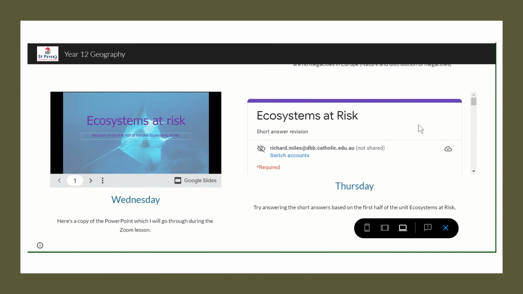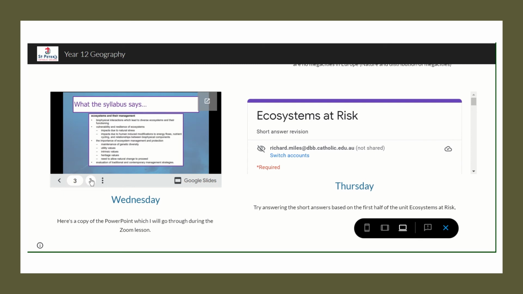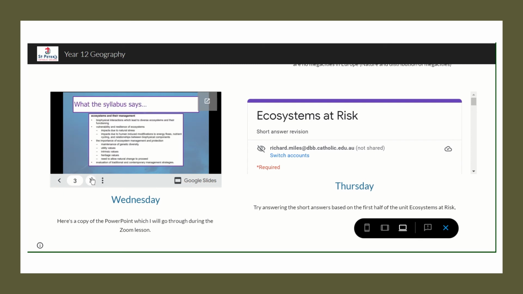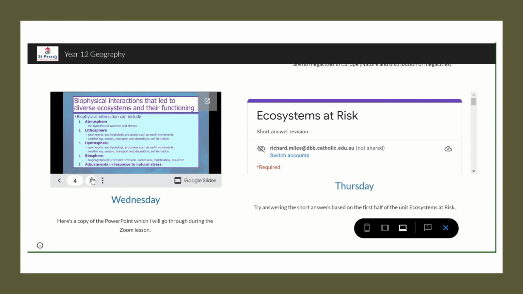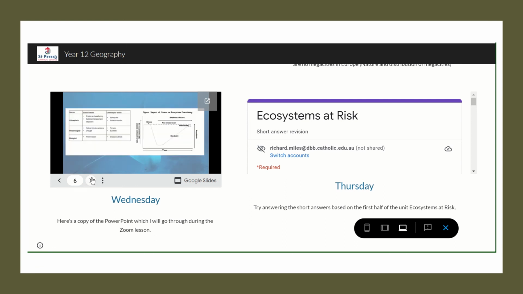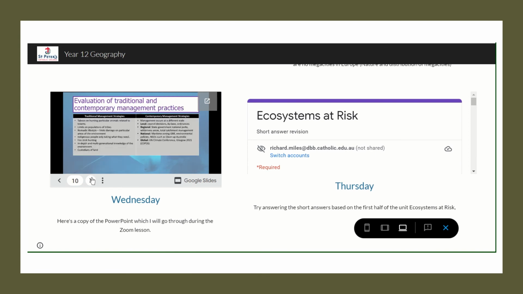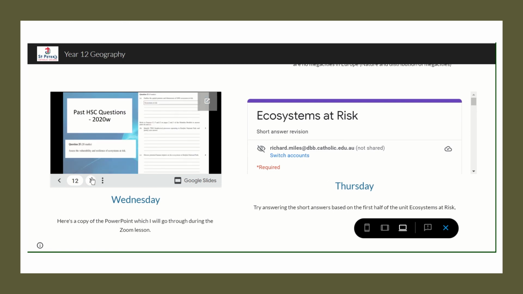I've got the ecosystems at risk first half of the syllabus that Mad Dogs asked for to do. So what I've got is just what we're going to be looking at, and I'll be going through this on the Zoom in more detail. These are just some revision notes that we've got there, and I'll be going over and going through them.